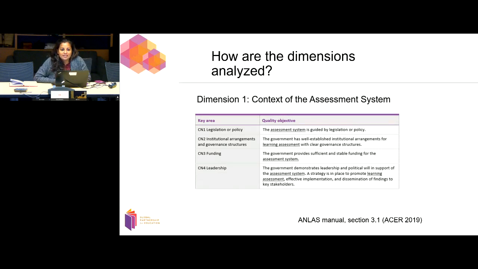And so there are, within the analysis, a number of questions that are posed in order for the team to make an assessment of whether or not this quality objective is met. Or taking another example, funding. The quality objective is whether or not the government provides sufficient and stable funding for the assessment system. And again, there are a number of questions posed to assess whether that objective is met. Based on this information, aspects that require improvement are identified and recommendations can be made about how the key areas can be improved. So this is essentially the overall process of the analysis.